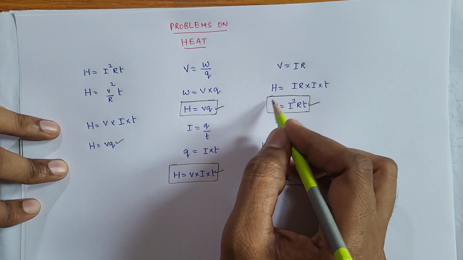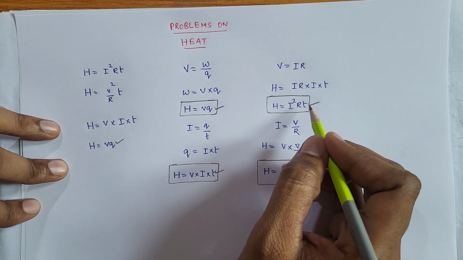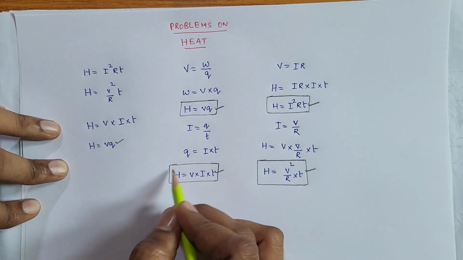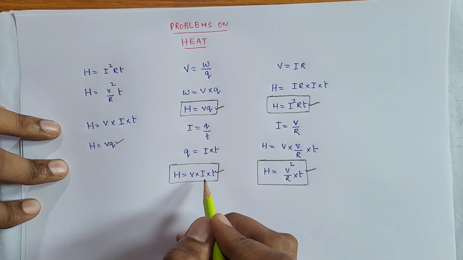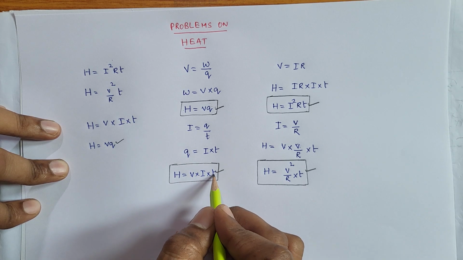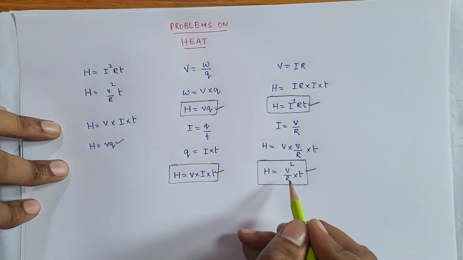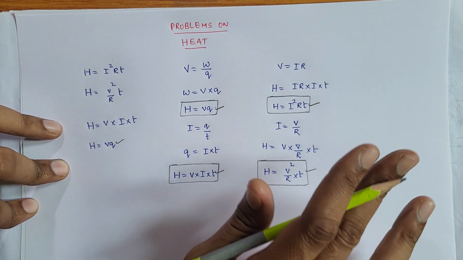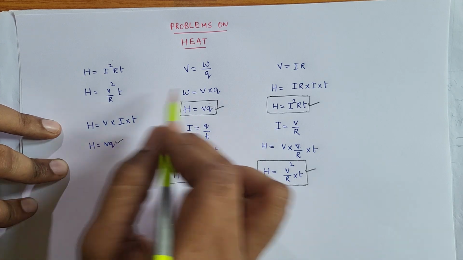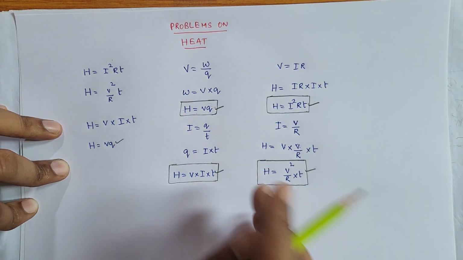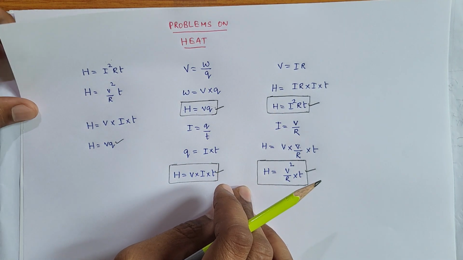Here there are 4 physical quantities. In those 4, 3 they will give, 1 they will ask you to find. It may be H or V or I or T. Here also 4 physical quantities are there. They'll give 3 physical quantities and ask you to find the 4th. All direct questions only will be there, but you should be able to identify which formula to use. Now let us solve some problems, one problem on each formula.